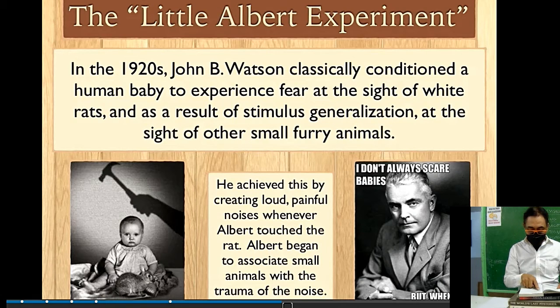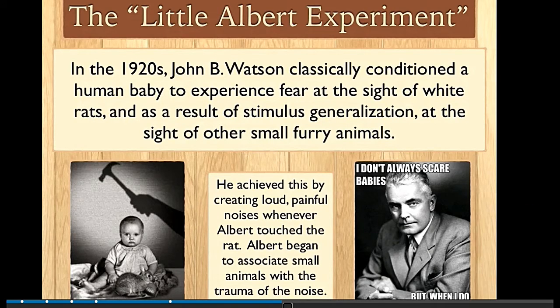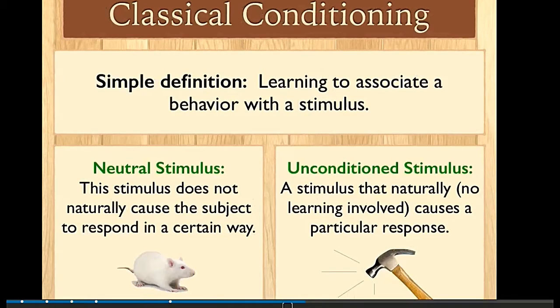The Little Albert Experiment. In the 1920s, John B. Watson classically conditioned a human baby to experience fear at the sight of white rats, and as a result of stimulus generalization, at the sight of other small furry animals. He achieved this by creating loud, painful noises whenever Albert touched the rat. Albert began to associate small animals with the trauma of the noise. That's very disturbing.